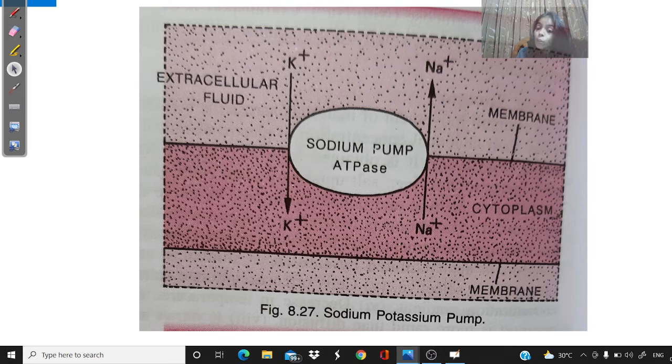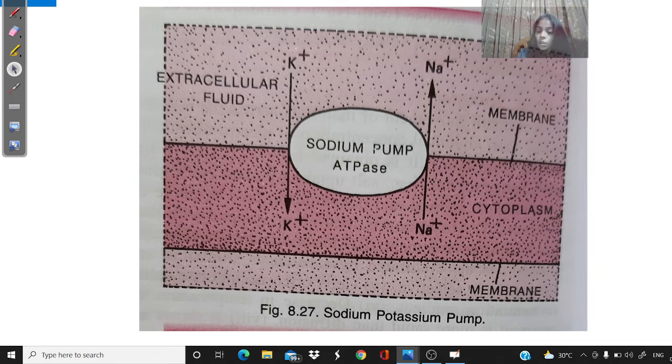So, when glucose comes inside the cell taking help of this mechanism, that is called secondary active transport. Okay, got it everyone? Now, two more things to be told to you.